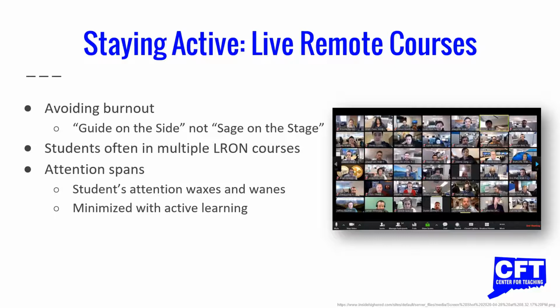Research has shown that the waxing and waning cycle is minimized with active learning. So if you can get more of your students to pay attention at the same amount of time because they're all on task with a learning activity, you're not going to lose multiples of them at varying times, and they won't know what's happening in the course.